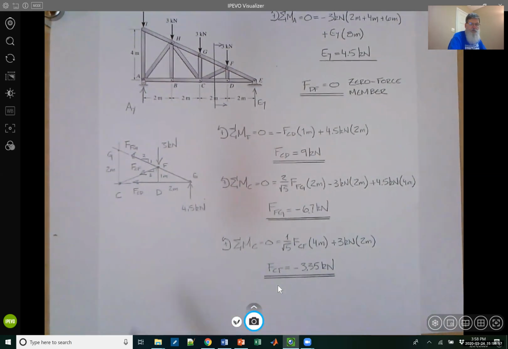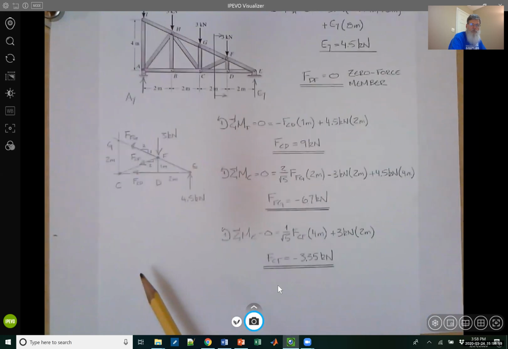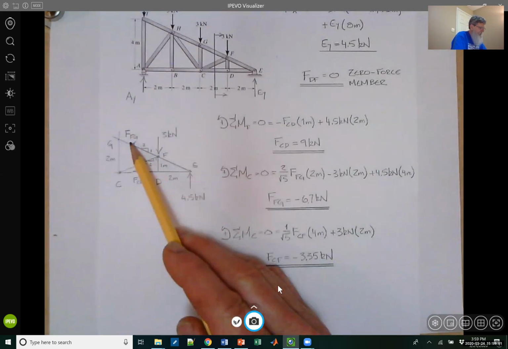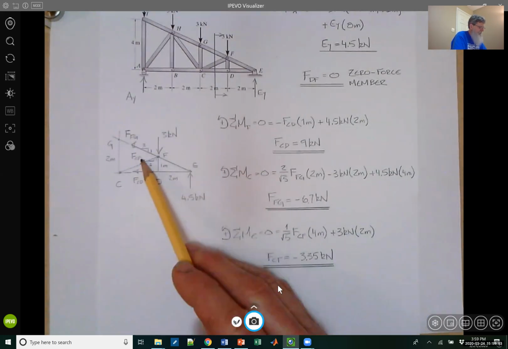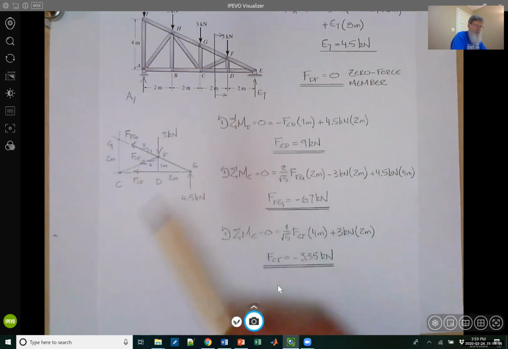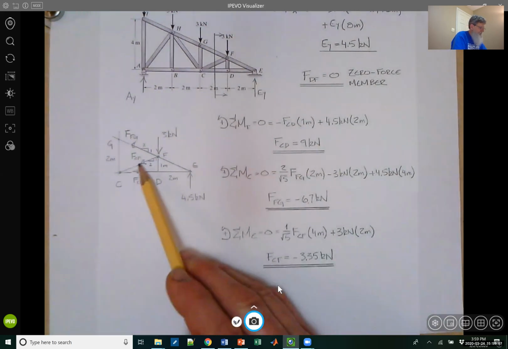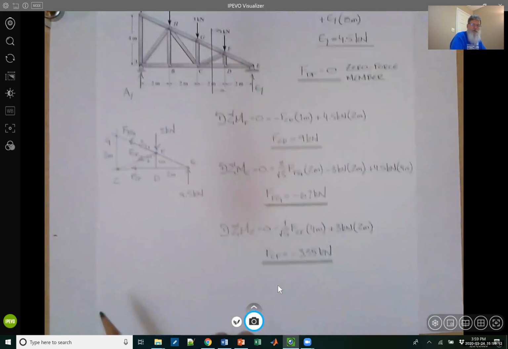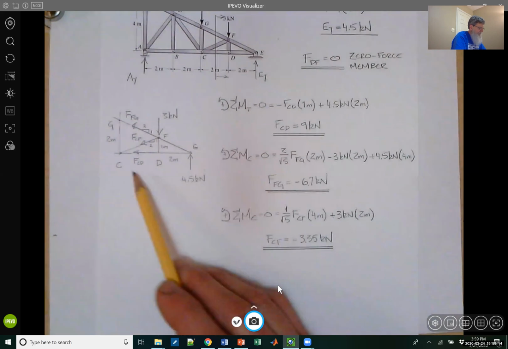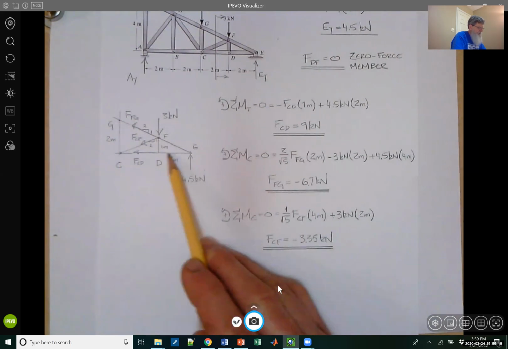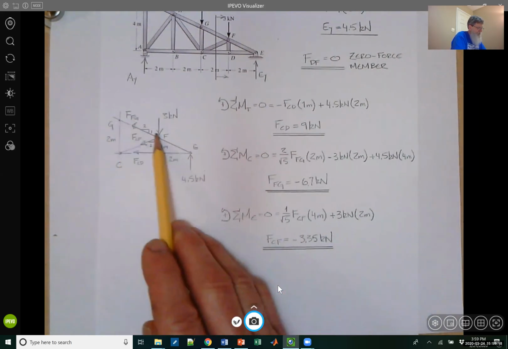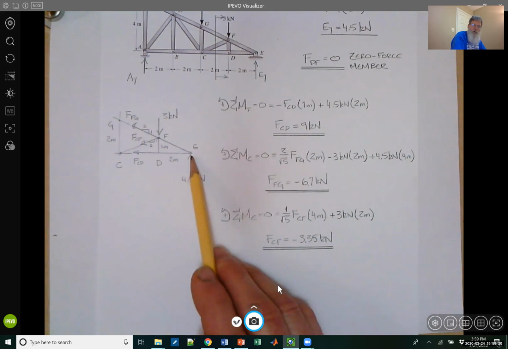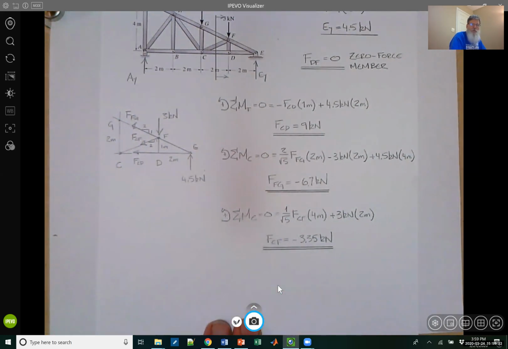So in looking for places to do my moments, I noticed right away that FG and EF have F in common, so I'm definitely going to do F. Then I've got CF and CD, so I'll do C. And one that's not completely obvious right away is that CD and FG are concurrent here at E. So I'm going to use that for my third position.